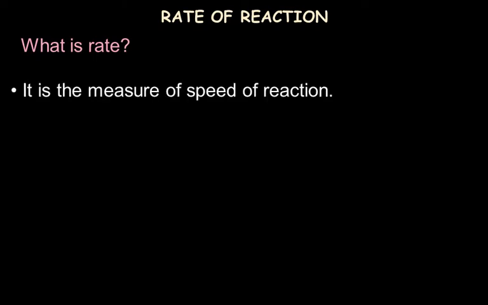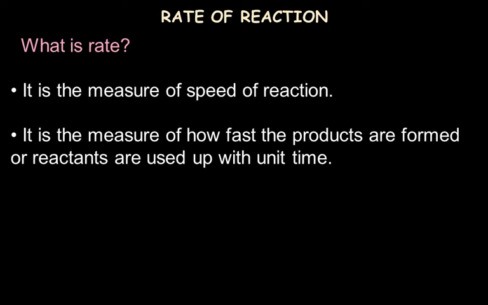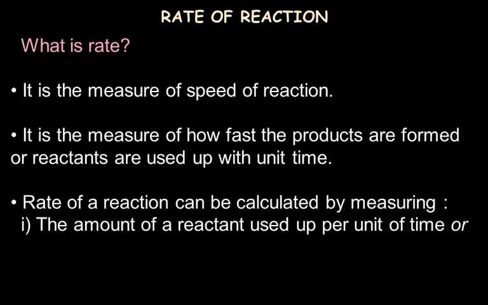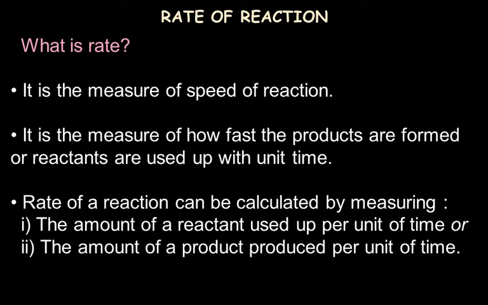It's the measure of the speed of reaction. So we can say it is the measure of how fast the products are formed or reactants are used up with unit time. So here the time is also important, because how fast is the reaction in comparison with time, that gives us the rate. Rate of reaction then can be calculated by measuring either how much of amount of reactants are used up per unit time or the amount of products produced per unit time.